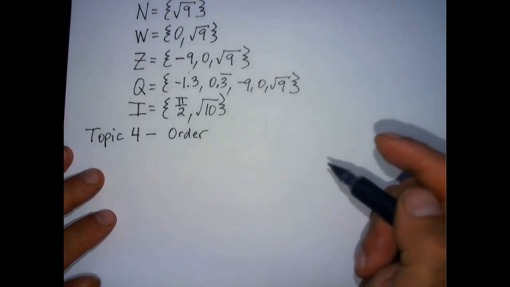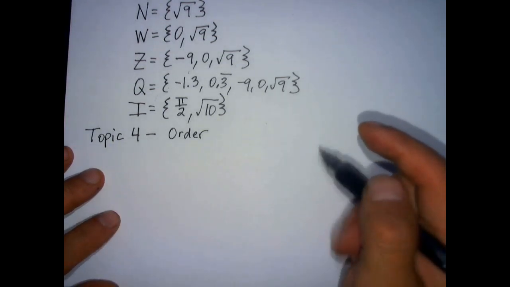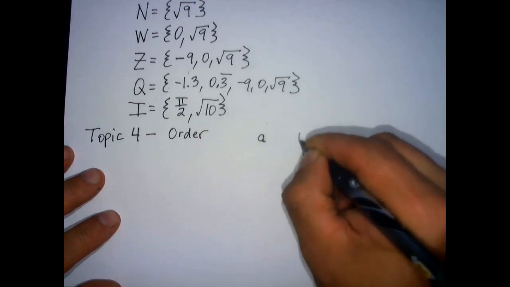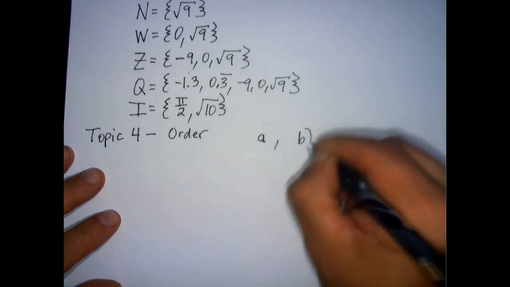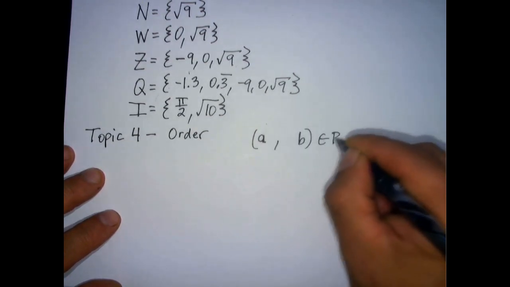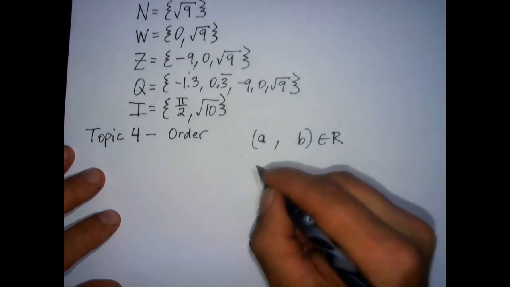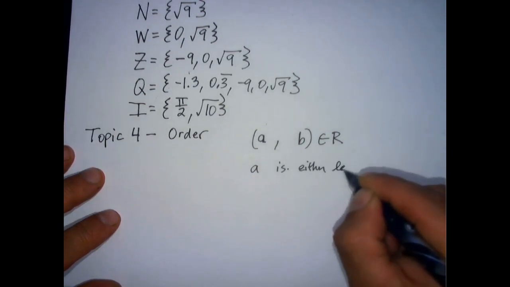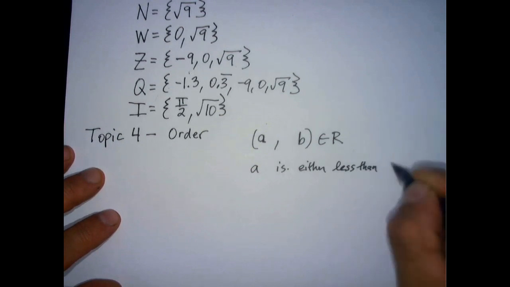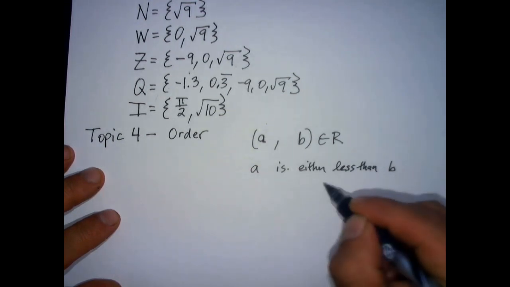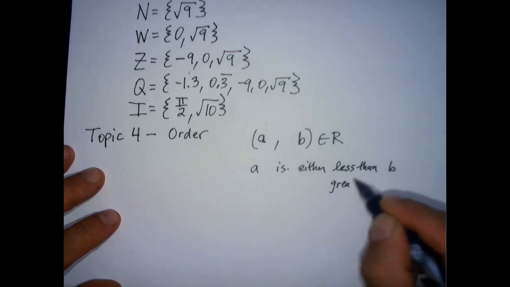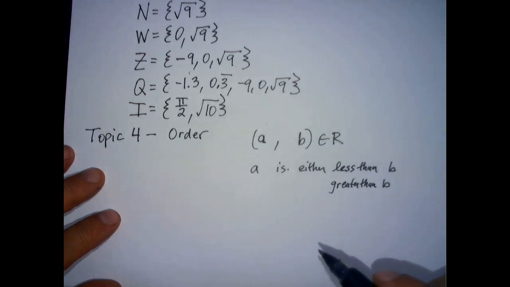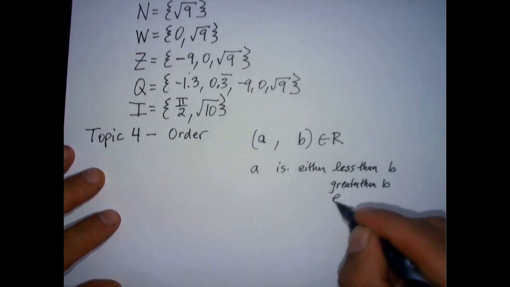And we use symbols to determine order. Because one is either one number, let's just say A and B. A and B are real. Okay? A is either less than B, greater than B, or equal to B. Very good.